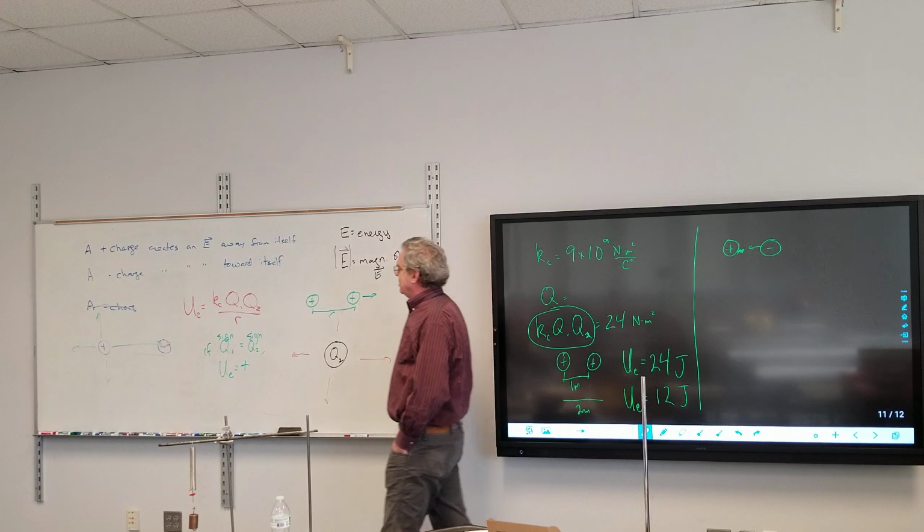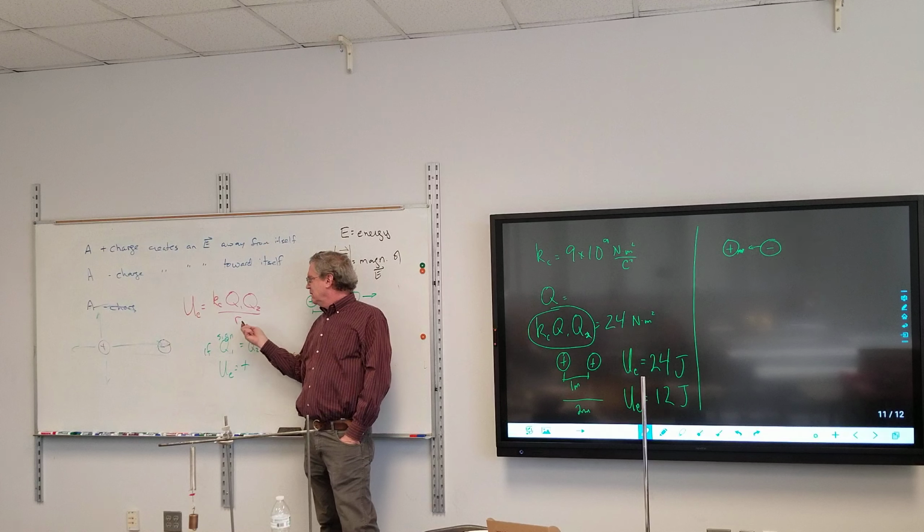So let's go back to here. As R gets bigger, no, as R gets smaller, the fraction gets bigger. Is that true?